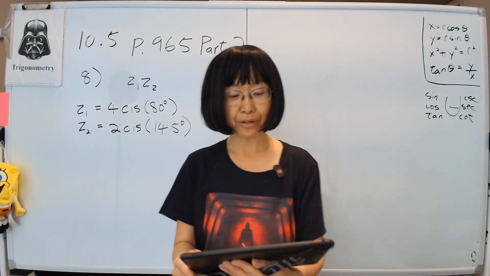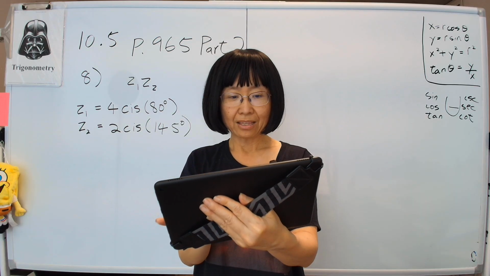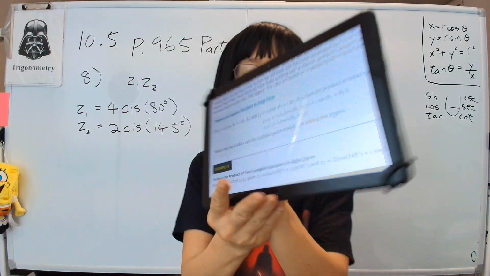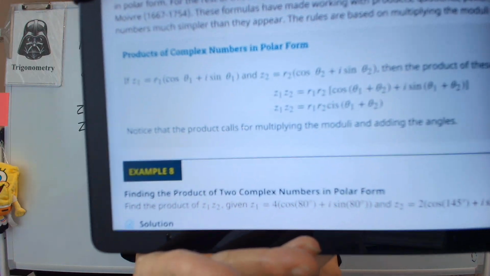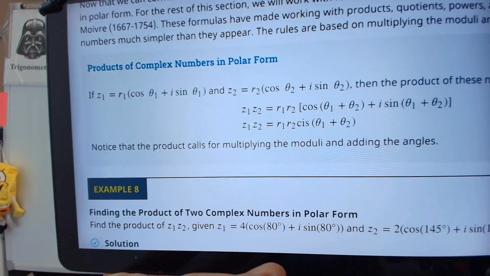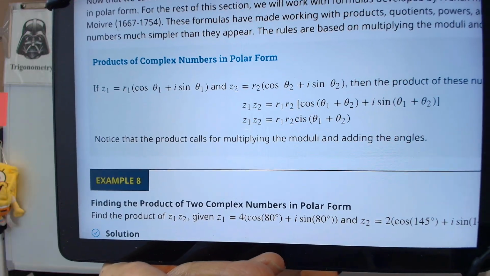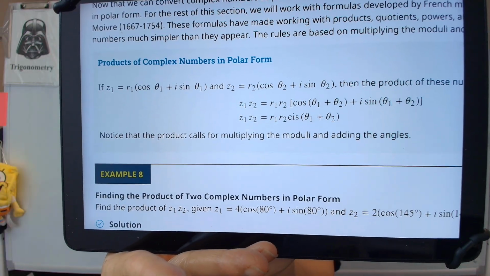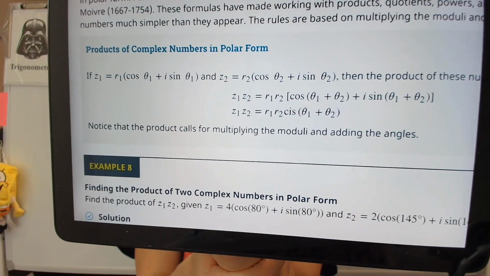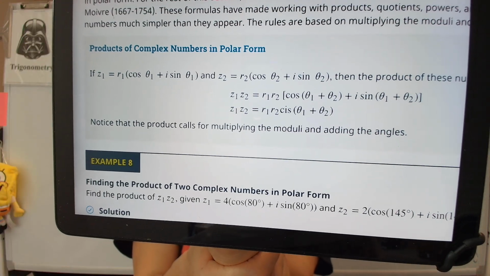Next, let's do example 8. But before that, let's look at some formulas that the book has listed. Now, for complex numbers, there is a rule that says if you have two complex numbers, z1 is r1 times cosine theta 1 plus i sine theta 1, and z2 is r2 of a similar thing, right? Then z1 times z2, as in multiplication, will be equal to r1 times r2, and then cosine of theta 1 plus theta 2, plus i sine of theta 1 plus theta 2.